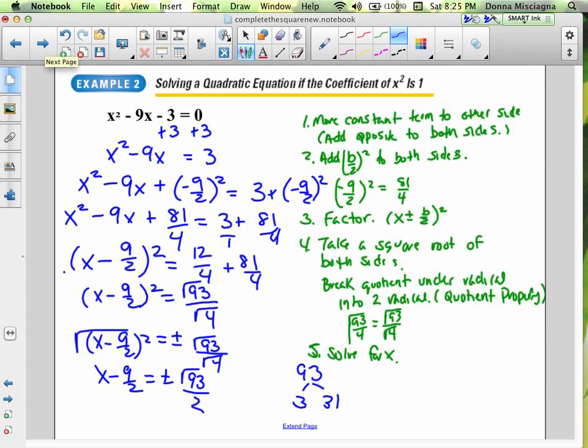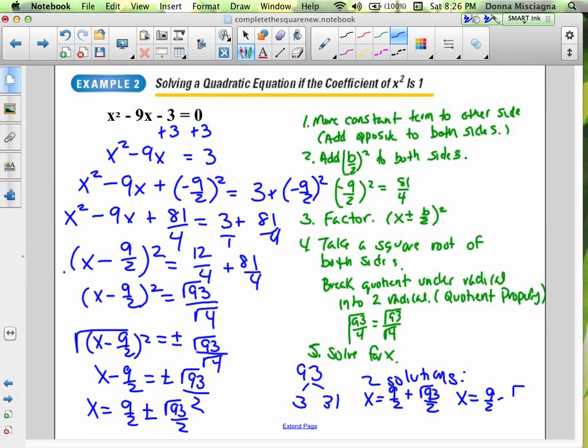That would be 2. Now all we need to do is isolate x, which means we're going to add 9 halves to both sides. So x equals 9 halves plus or minus the square root of 93 halves. And notice we have two solutions, right? We're always going to have two solutions when we're talking about a quadratic equation. Our two solutions are x equals 9 halves plus the square root of 93 halves, and x equals 9 halves minus the square root of 93 halves. I wanted to make sure that was clear to you. We just typically write it as plus or minus, so we don't have to write everything twice.